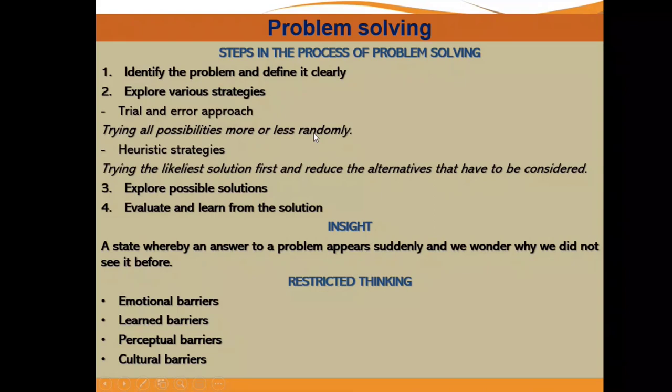What do they mean by that? Trying all possible solutions. Can you apply it in this context? Trial and error in solving a problem is called a mechanical approach because it involves applying a set of rules and discovery by rules. Trial and error thinking involves trying all possible solutions more or less randomly. For example, you know that one of the keys in the bunch fits a particular lock. So let me make an example here. The example of the key.